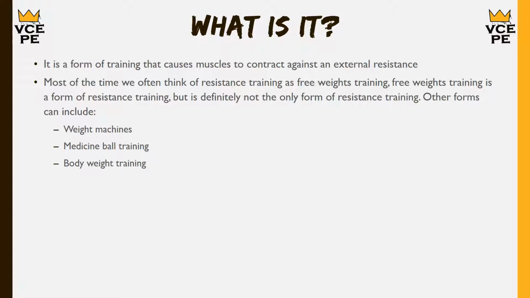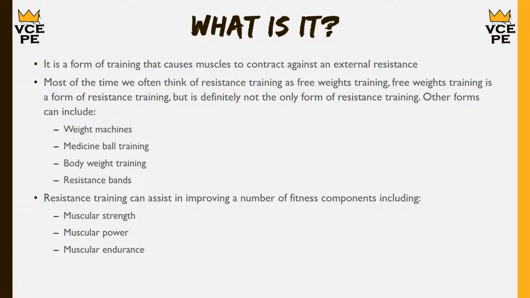Body weight training. So things like push-ups, sit-ups, dips, chin-ups, all those sorts of exercises are definitely creating resistance for our muscles to work against, but only using the weight of our body to do so. And resistance bands. So if you haven't seen resistance bands before, they are rubber tubes or pieces of rubber that we can tie around things and use those to create resistance for our muscles to work against. Resistance training is pretty versatile, and it does allow us to work on a number of different fitness components. So the ones that we're going to look at today are muscular strength, muscular power, and muscular endurance.